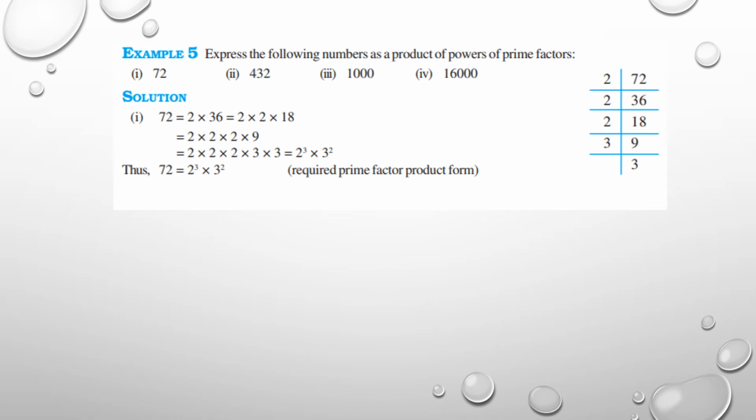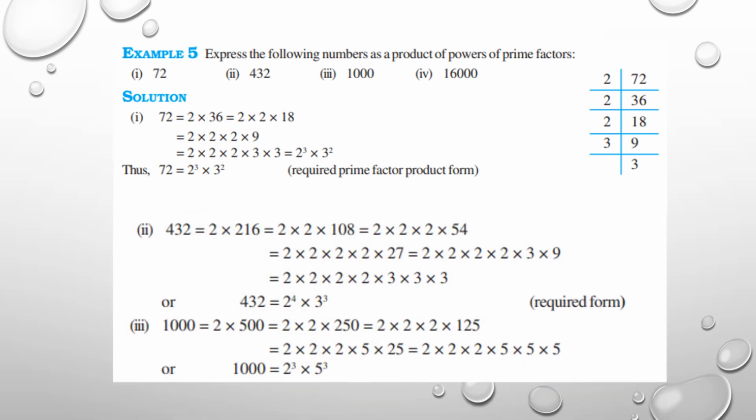Example 5. Express the following numbers as a product of powers of prime factors. First question is 72. 72 can be expressed as 2 into 2 into 2 into 3 into 3. Therefore, 72 can be expressed as its product of powers, which is equal to 2 cubed into 3 squared. Second question, 432. Similarly, 432 can be expressed as 2 raised to 4 into 3 cubed.